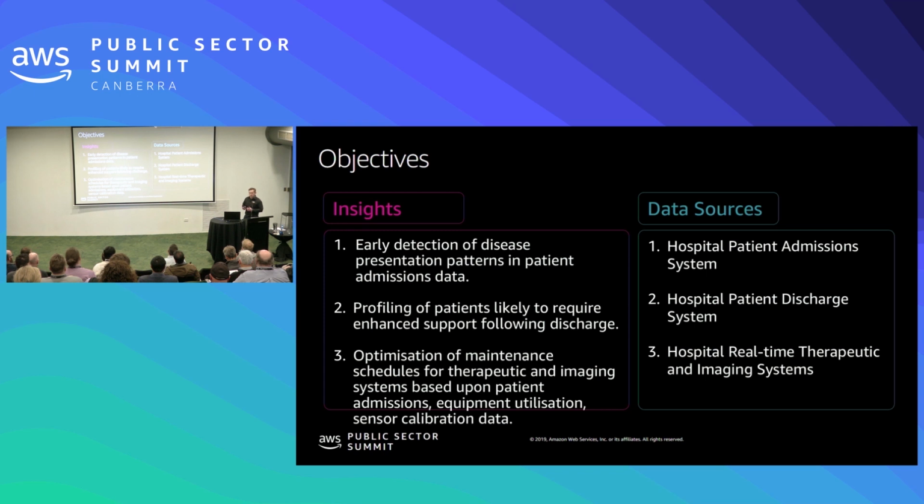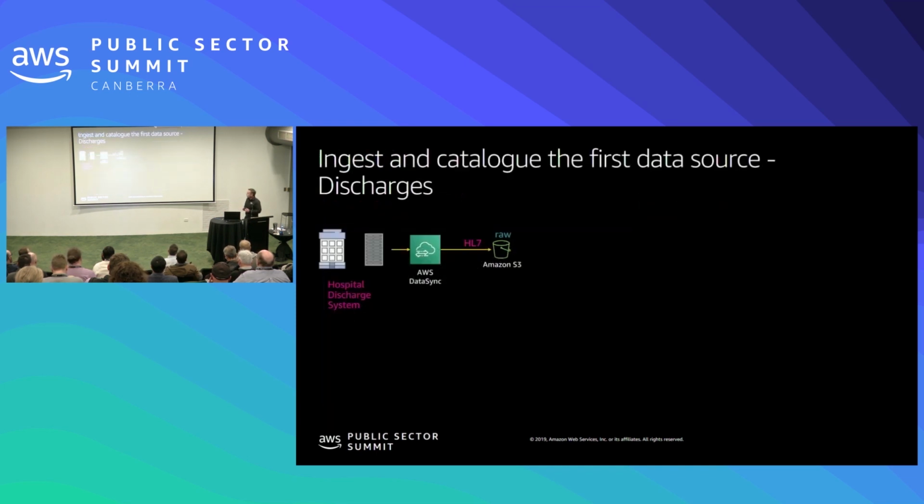And the data sources we'll be working with are the hospital's patient admission system, its discharge system, and all the collection of real-time therapeutic and imaging systems associated with running the hospital as well. So we'll get a good coverage of the different data types, different sort of data update frequencies and durability requirements. So we're going to start with the hospital discharge system. Now, the hospital discharge system pumps out a set of data called HL7. Now, HL7, if you're not familiar with the healthcare sector, is a fairly well-established format for encoding medical information, clinical information, and interoperating with other hospitals and health agencies.